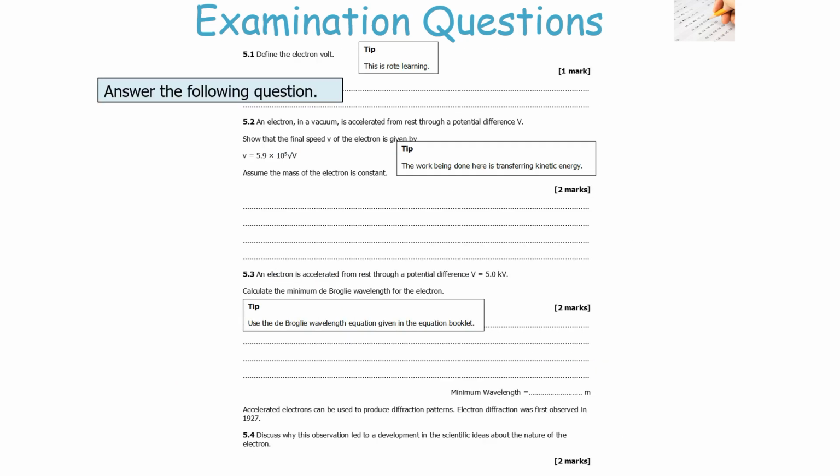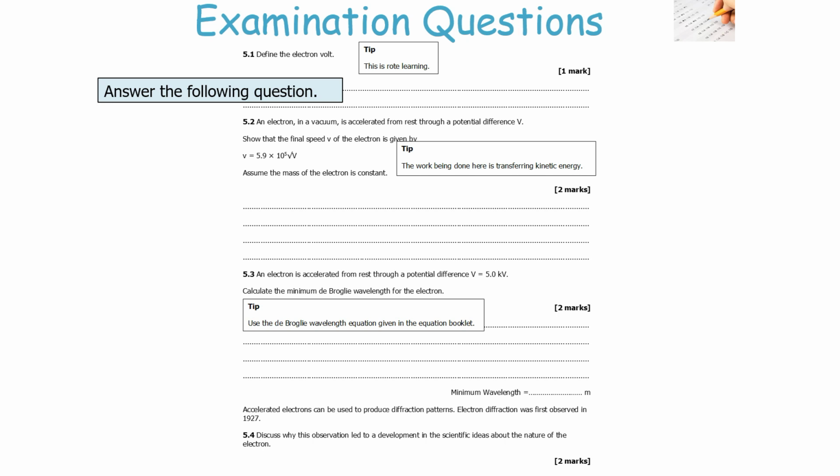So define the electron volt. Then an electron in a vacuum is accelerated from rest through a potential difference V, so that the final speed v of an electron is given by v equals 5.9 times 10 to the 5 times the square root of the potential difference. Then an electron is accelerated from rest through a potential difference V, which is equal to 5 kilovolts. Calculate the minimum de Broglie wavelength for the electron.